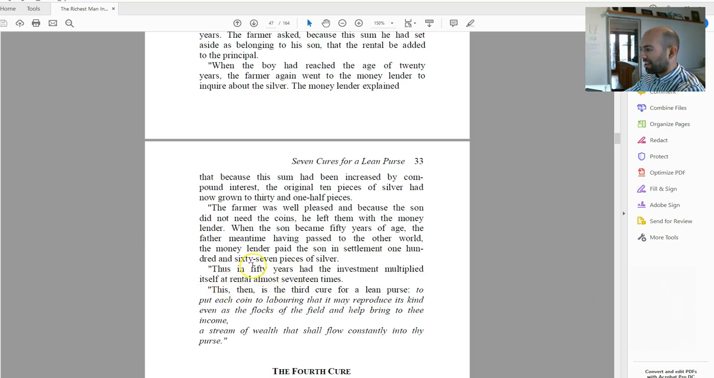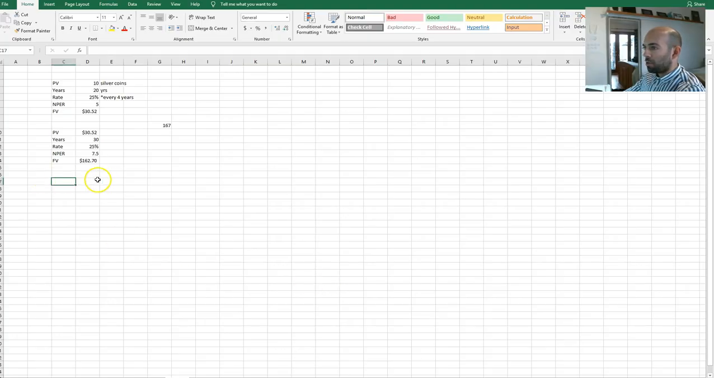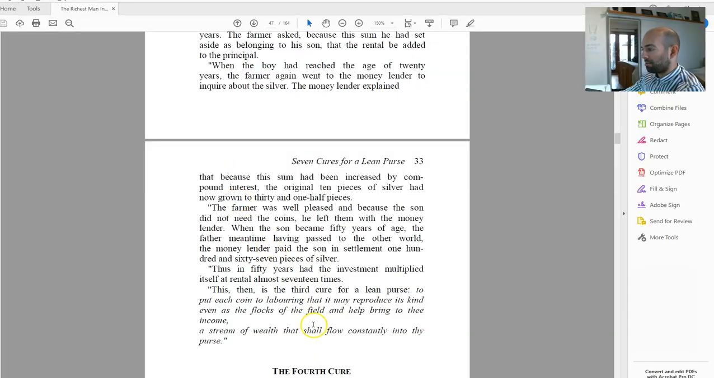And the last thing here, he said, thus in 50 years, had the investment multiplied itself at rental almost 17 times. So what does that mean, almost 17 times? It's taking the future value and dividing it by that 10 initially, and so it's about 16.3 times was the amount that it multiplied. And so this example really ties into his idea of having the interest, which he calls the children of the laborers. Each dollar is working for him, and the children of that dollar are being put to work as well, so that his amount of investment grows more.